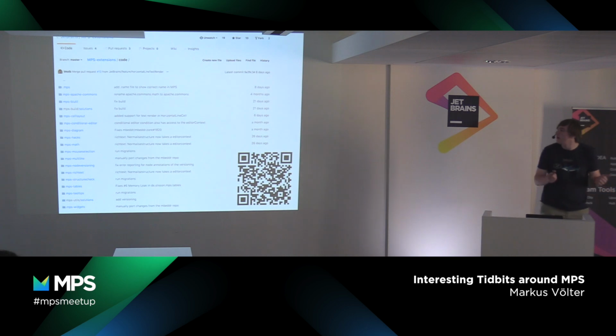Currently, we have ported the diagrams, the tables, rich text, multi-line, some of the other notations, but there's still a bunch of stuff missing, like grammar cells and a lot of smaller extensions to MPS, like file pickers and things like that. So if you are interested to help, there's a contribution guide that tells in detail what to do there and how you can help us.